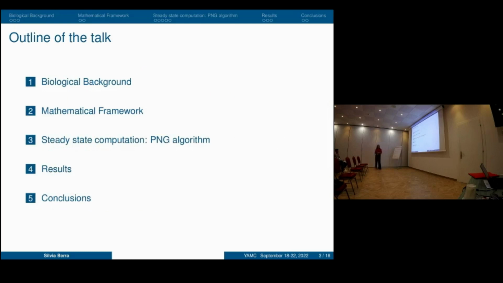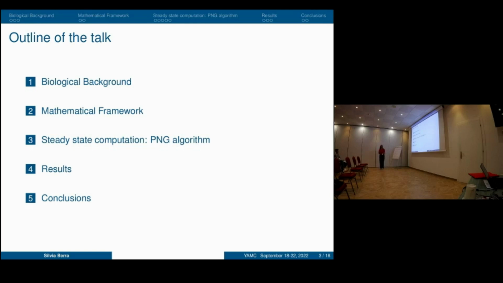I will start by describing the biological background behind the work I am doing. Then I will go on by passing from the biological world to the mathematical one. Then we will see the main part of my work, that is the PNG algorithm. This is the name my collaborators and I have given to this algorithm that serves for computing the equilibria of these chemical reaction networks. And then in the end we will see some results and some ideas for future work.